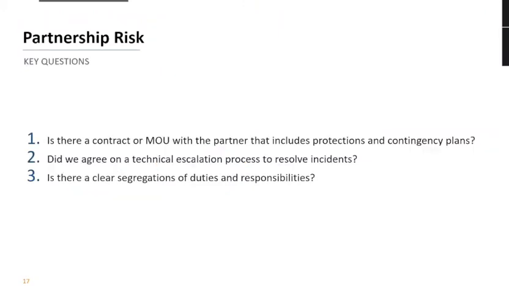So when we are selecting a partner, these are the key questions that we should answer. Is there a contract or an MOU, Memorandum of Understanding, with the partner that includes protections and contingency plans? Did we agree on a technical escalation process to resolve incidents? Do we have a process on that or not? Is there a clear segregation of duties and responsibilities? So when you have a partner, these key questions are to be considered.